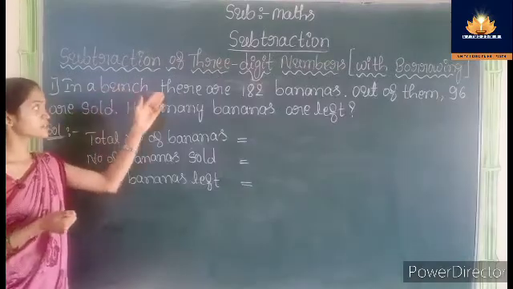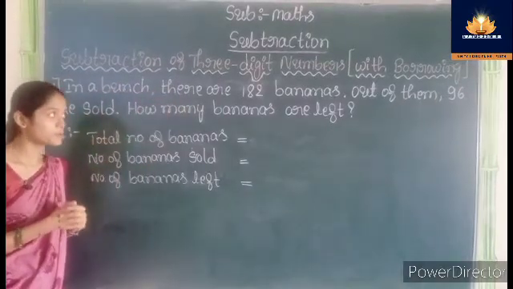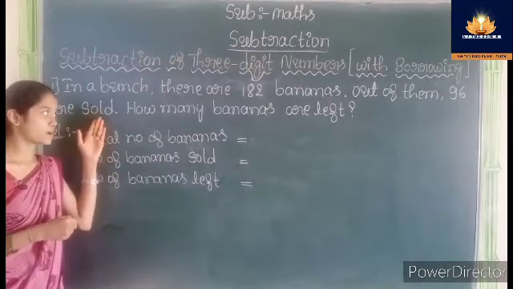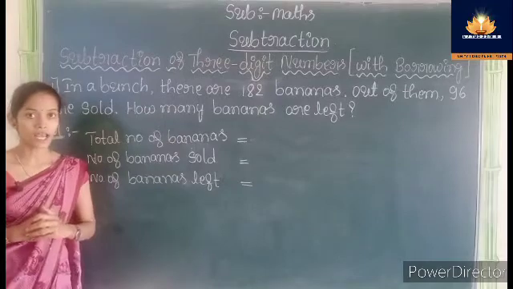In a bunch there are 182 bananas. Out of them 96 are sold. How many bananas are left?